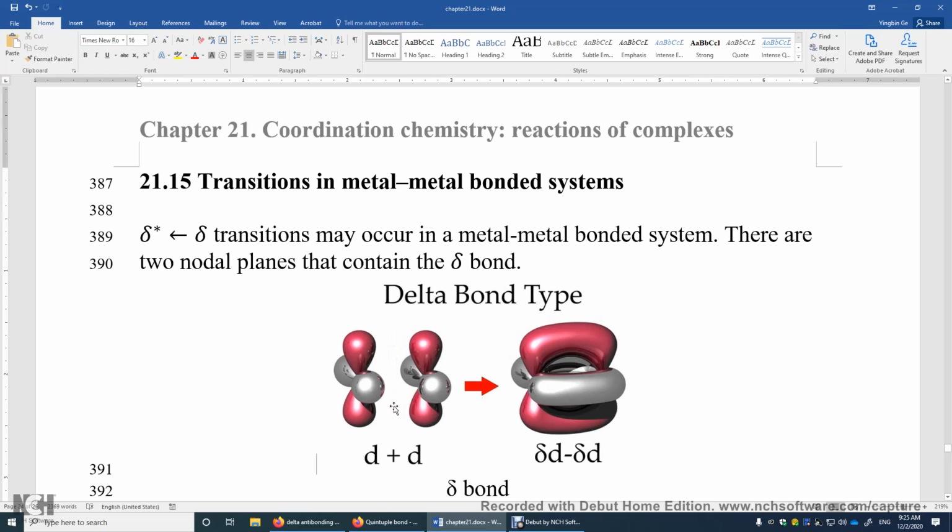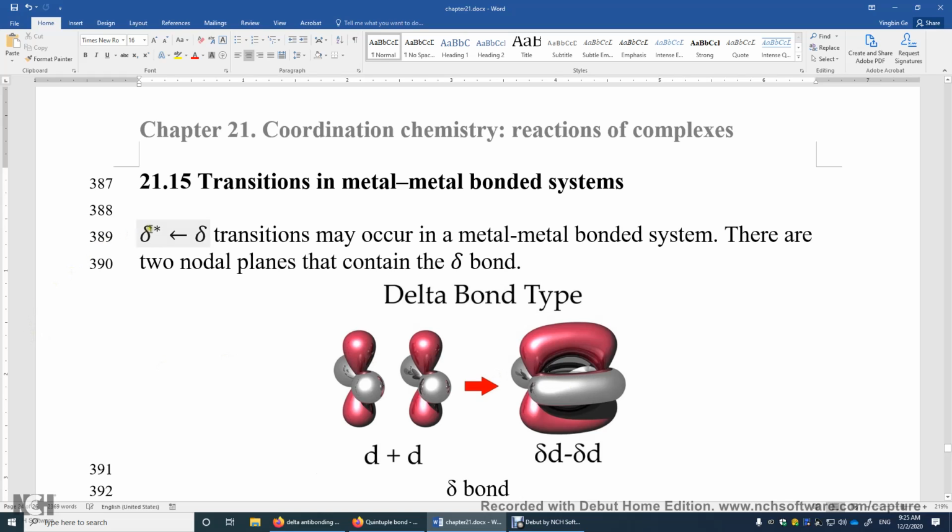Why? Because this d orbital has two nodal planes. Both contain this center. This one also has two nodal planes. Both contain this transition metal center. When they form this delta bonding orbital, it keeps the two nodal planes. And both nodal planes contain both transition metal centers. All right? They both also contain the bonding axis between the transition metal centers.